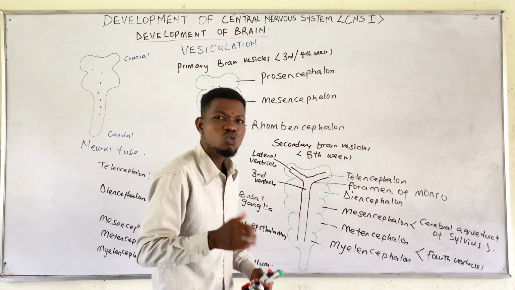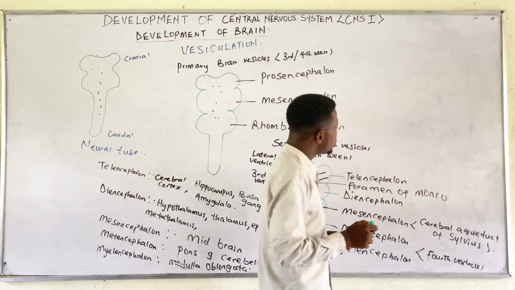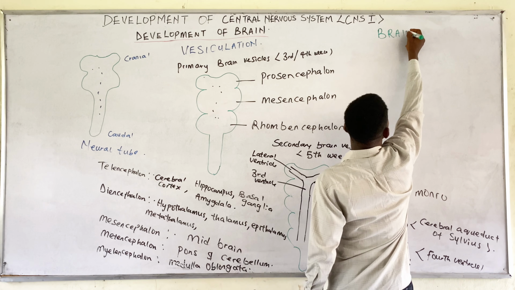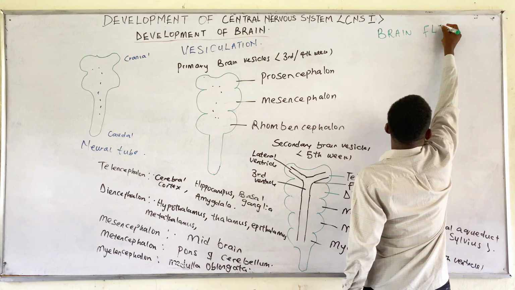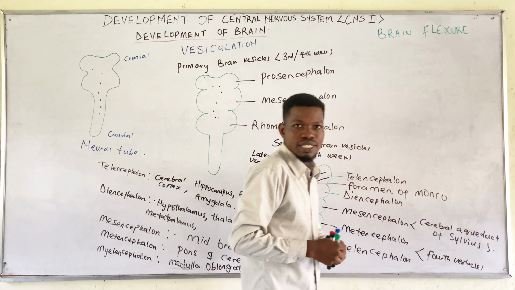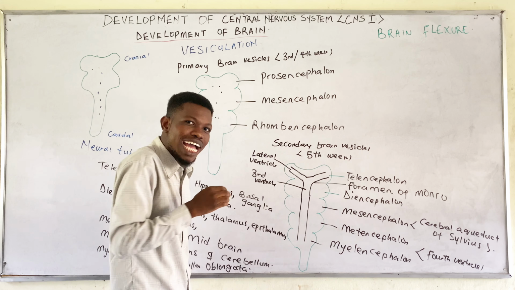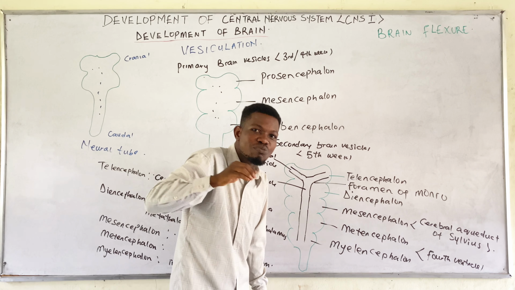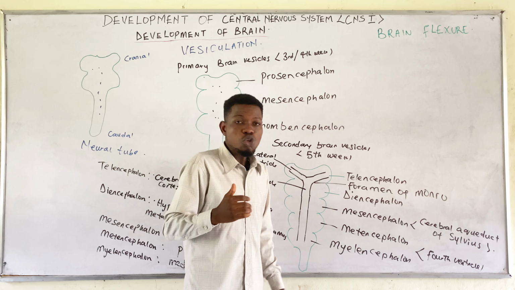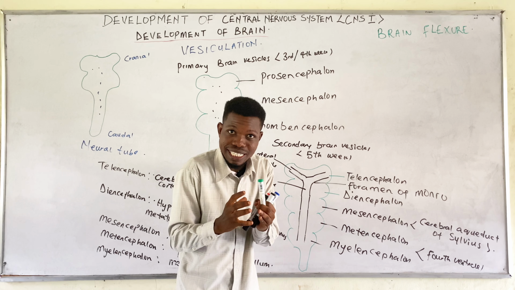So lastly, I'm going to explain what we call the brain flexure. What do we understand by the brain flexure? If you don't forget, all these brain vesicles are developing within a space of the skull. We call it the cranial cavity. So the space in which all these brain vesicles are developing is limited.